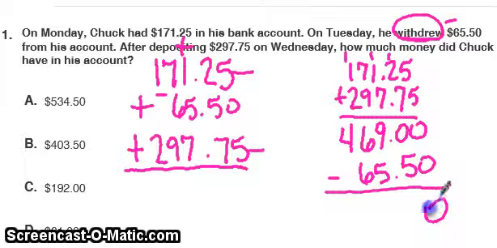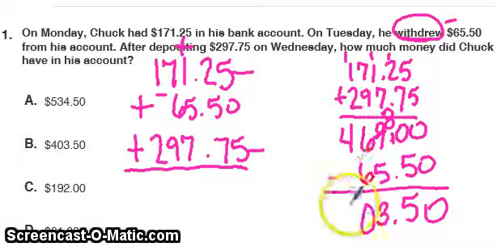Zero minus 0 is 0. 0 minus 5 does not work. I have to regroup here. So 9 becomes 8, and 0 becomes 10. 10 minus 5 is 5. 8 minus 5 is 3. 6 minus 6 is 0, and 4 minus nothing is 4. Looking over here at my answer choices, 403.50 is my correct choice.